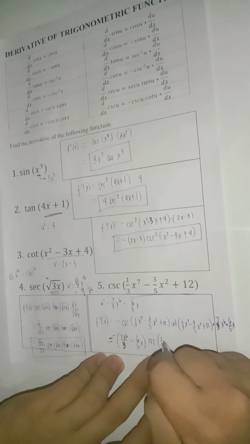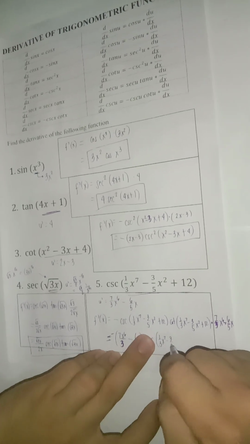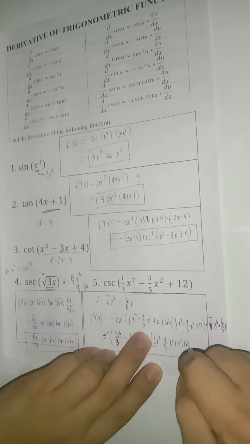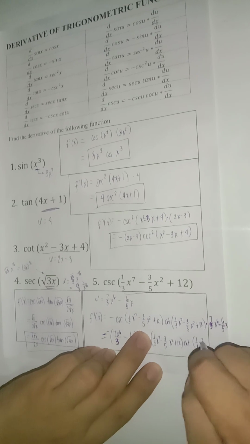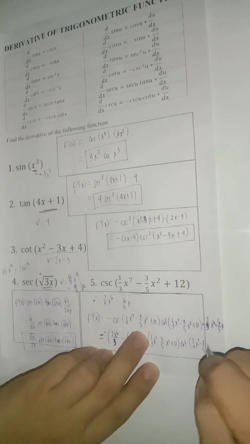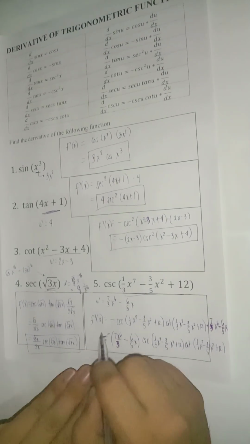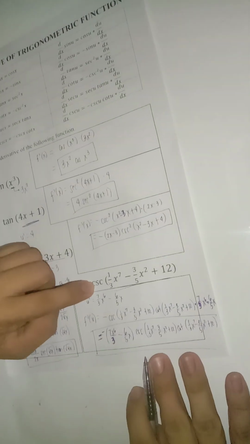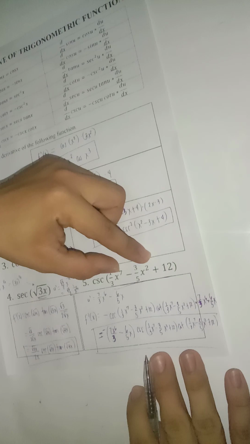Okay, yung function, 1/3 x 7. Copy lang to. 3/5 x squared plus 12. Cotangent, 1/3 x 7 minus 3/5 x squared plus 12. And this is the final answer for your derivative of cosecant of this function.